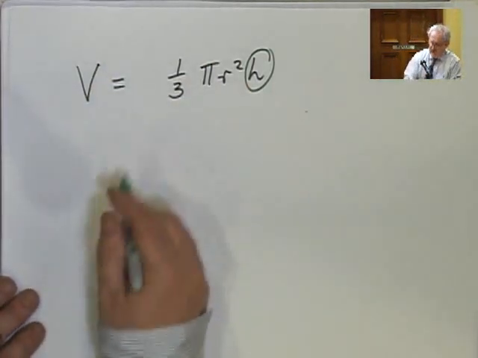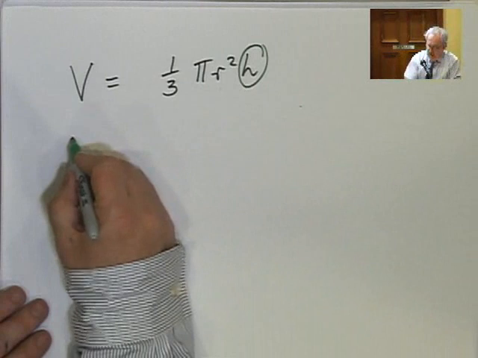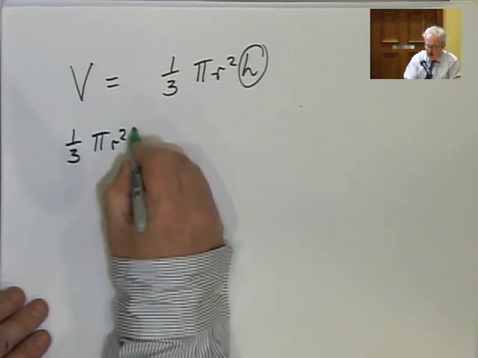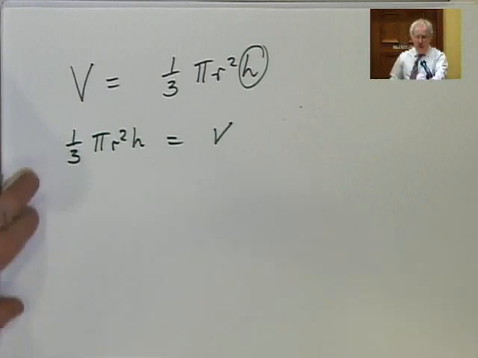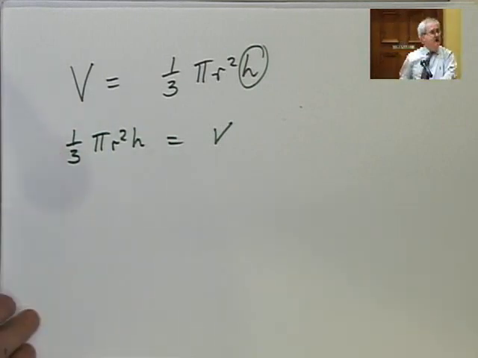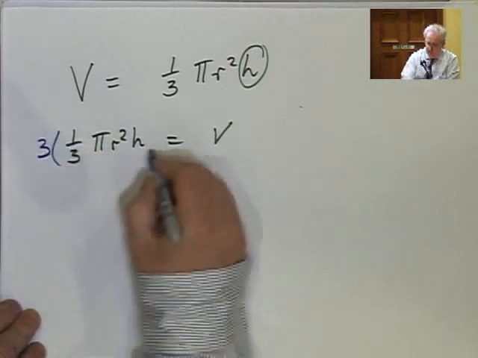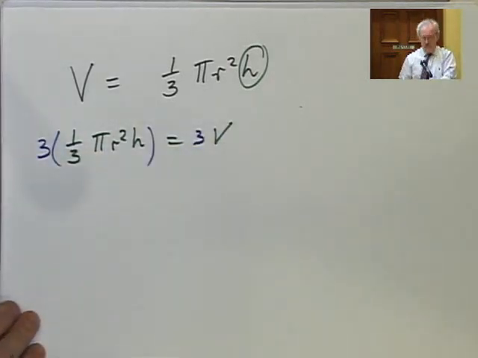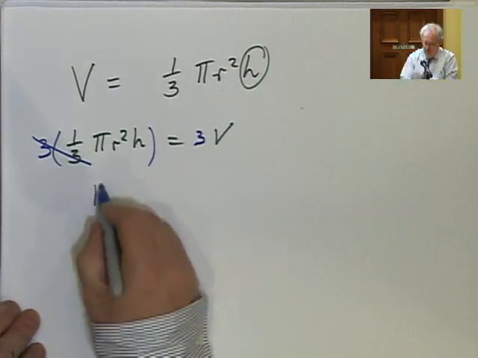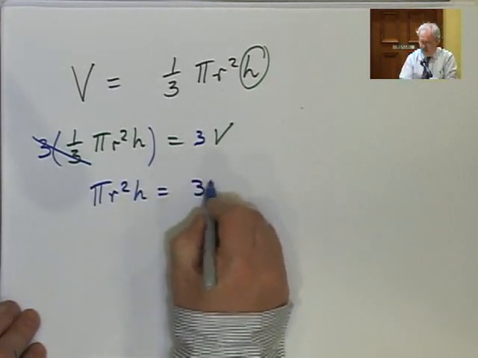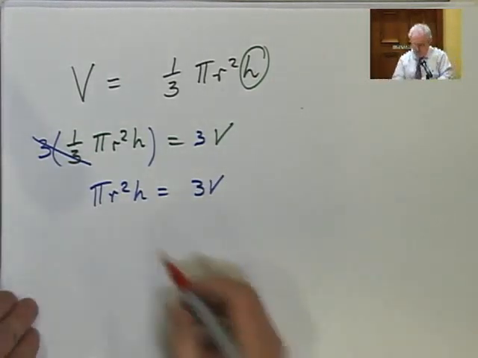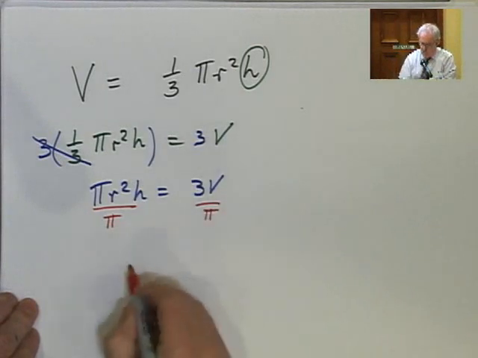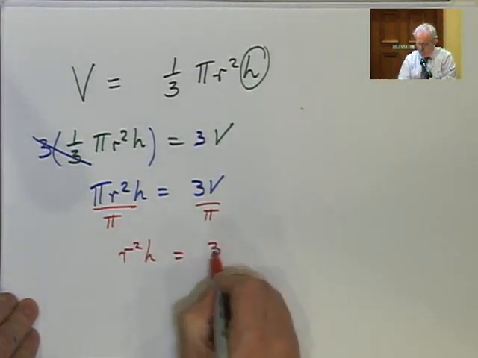So you can always change the sides. So you can say 1 over 3 pi r squared h is v. H is on the right side for me. Don't like the third here. So I'm going to multiply that by 3. They cancel. So pi r squared h is 3v. Not keen on the pi really here, so I'm going to divide by the pi. So I get r squared h is equal to 3v over pi.